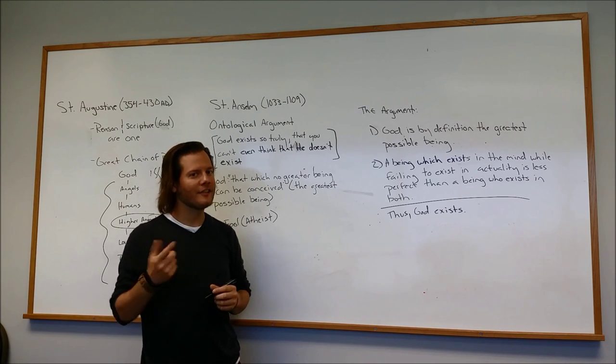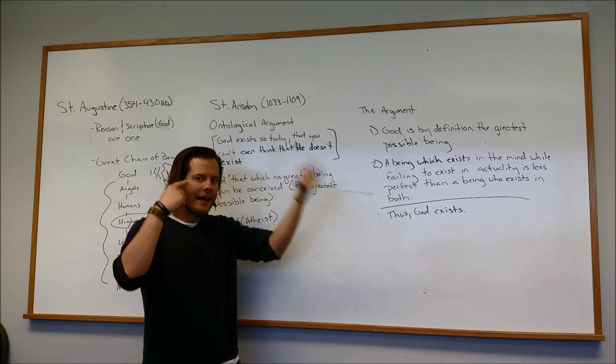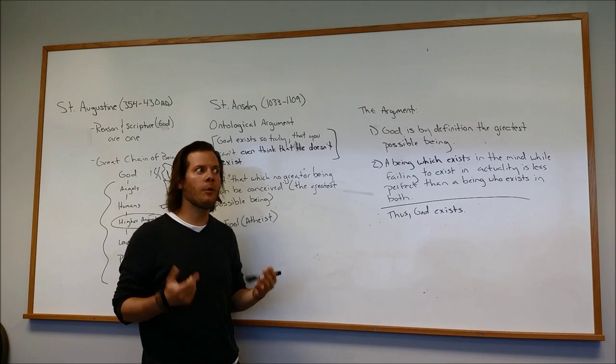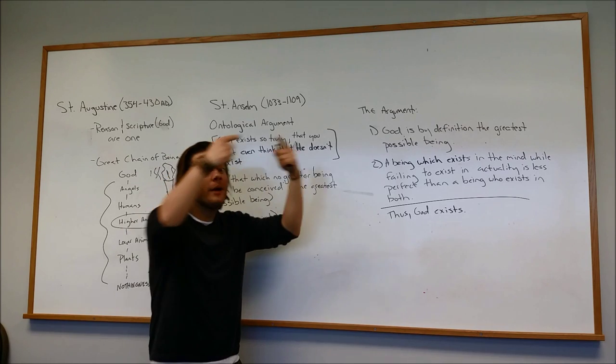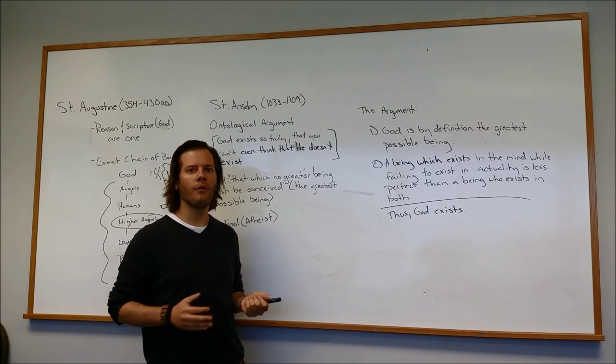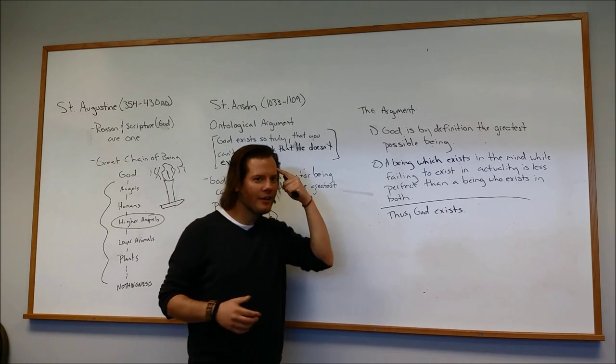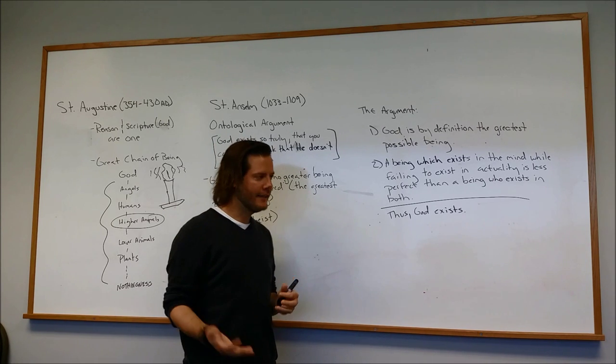And of course, this is where Anselm gets a trick. Of course there is. A greater being than one that exists in my mind, but not outside in reality. A greater being would be one that not only exists in my mind, but also exists in reality. That's the greatest possible being. And once Anselm shows the fool that, he goes, thus God exists. The greatest possible being would not only exist in your mind, it would have to exist out in reality.